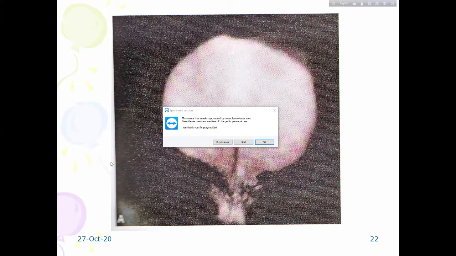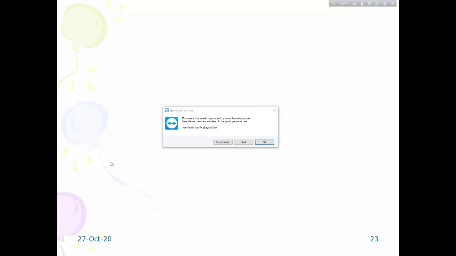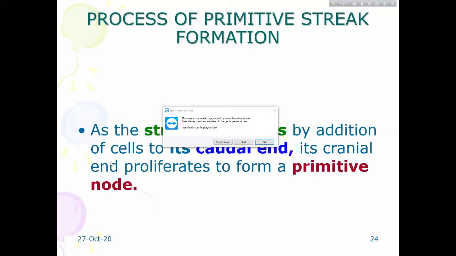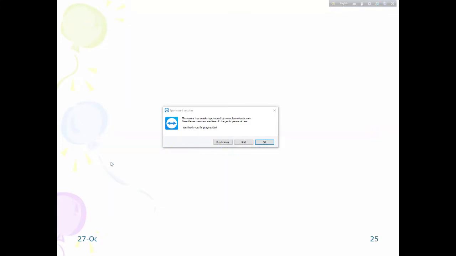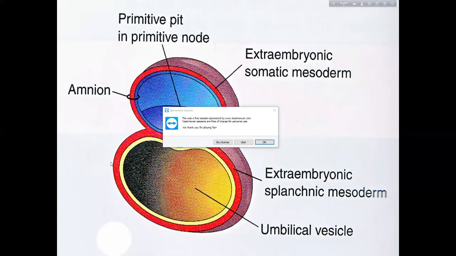This is a real figure, the third week embryonic disc. Just look at the primitive streak in the median plane. As the streak elongates by addition of cells to its caudal end, its cranial end proliferates to form a primitive node. So when the streak elongates, the streak will enlarge, and there will be the formation of a node, a clump of cells known as the primitive node.